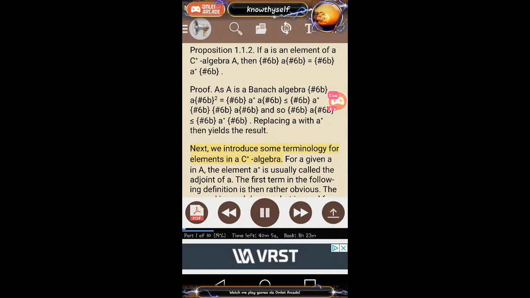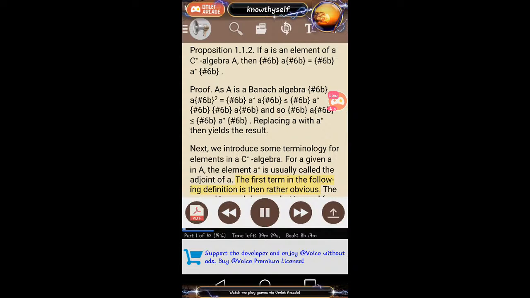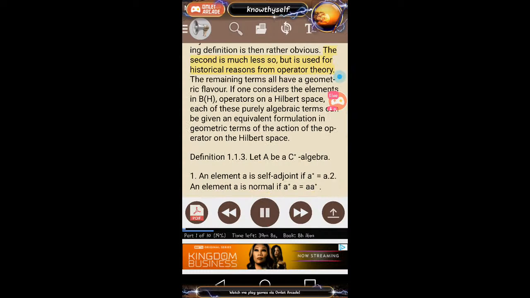Next, we introduce some terminology for elements in a C* algebra. For a given A in A, the element A* is usually called the adjoint of A. The first term in the following definition is then rather obvious. The second is much less so, but is used for historical reasons from operator theory. The remaining terms all have a geometric flavor. If one considers the elements in B(H), operators on a Hilbert space, each of these purely algebraic terms can be given an equivalent formulation in geometric terms of the action of the operator on the Hilbert space.